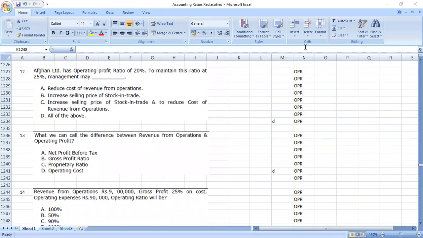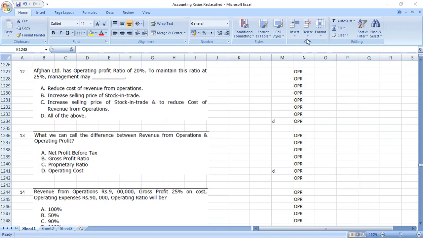All right. Afghan Limited has an operating profit ratio of 20%. To maintain this ratio at 25%, so it wants to increase the operating profit ratio. What can you do? Reduce cost of revenue from operation. It's a good idea. If you reduce the cost of revenue from operation, then your total operating cost comes down, because total operating cost is cost of revenue from operation plus operating expenses, and therefore your operating profit will increase.